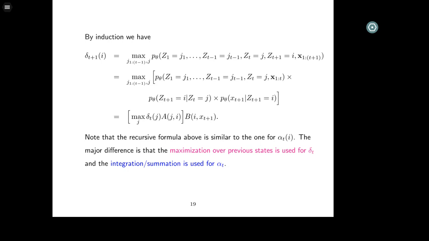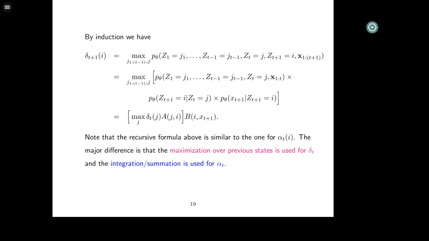And eventually we're going to find out it's equal to something like this. We will use the information we computed previously for delta. And you can go back to compare this formula with the calculation for alpha. Alpha is also a forward calculation, right? The only difference is that in the delta calculation, we max over the latent state j, but in alpha, you average over it. So there's some subtle difference between alpha and delta, okay?